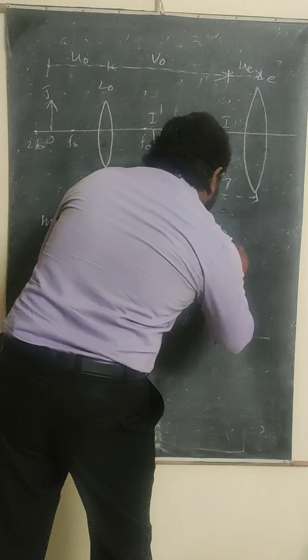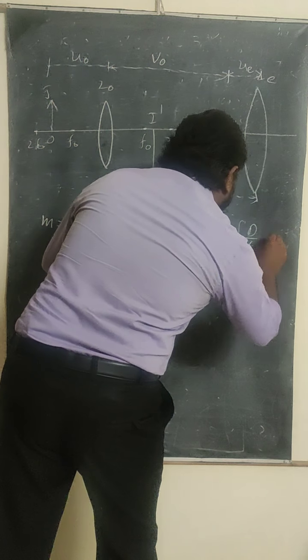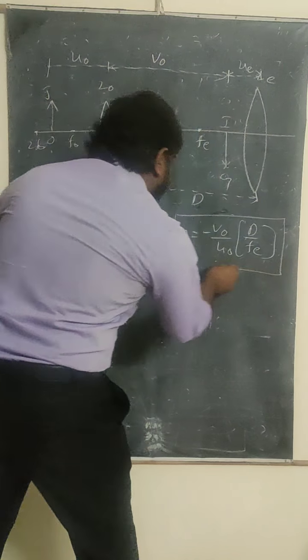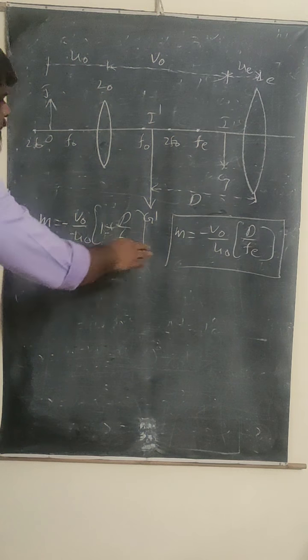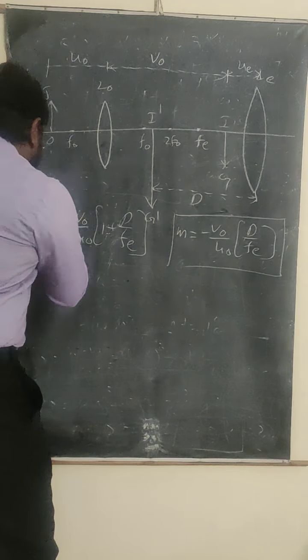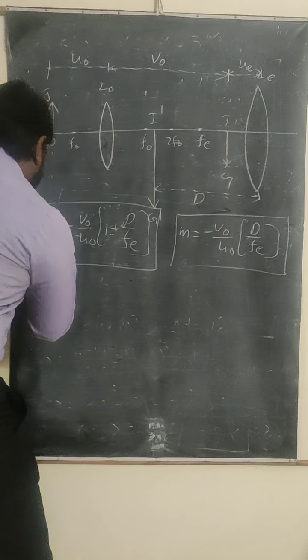In the case of far point adjustment, the magnification M equals minus V0 by U0 into D by Fe. It is in the case of far point adjustment. Okay, these are the two formulas you need to remember in the case of the compound microscope.